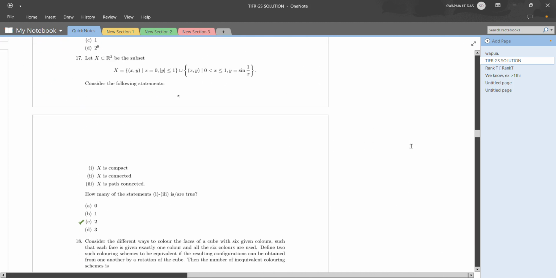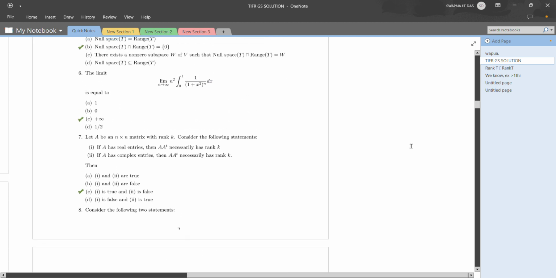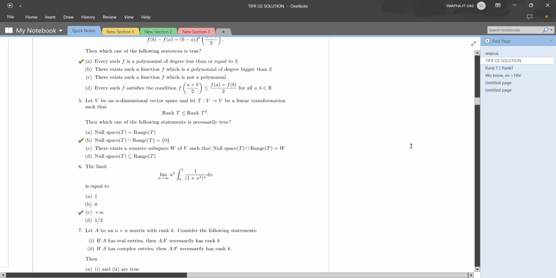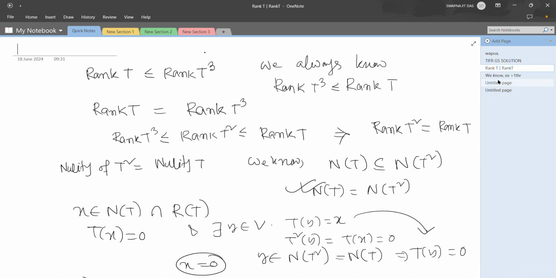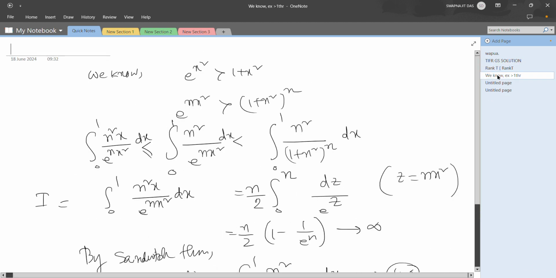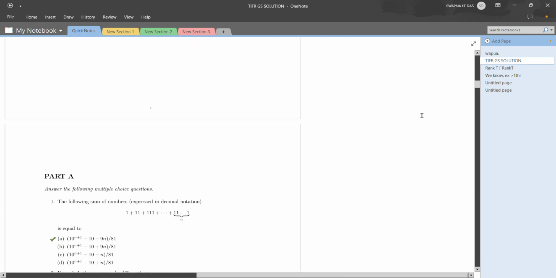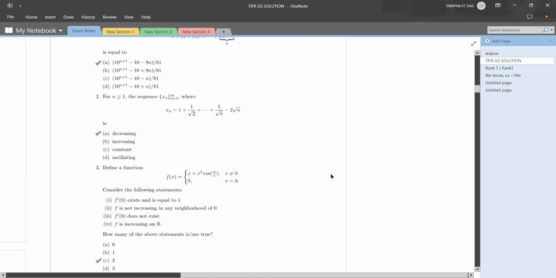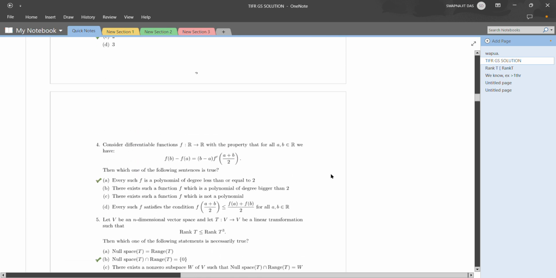Some mistake is there, a technical mistake, sorry for this. So okay, some technical mistake is there. Some of the previous solution is already gone.